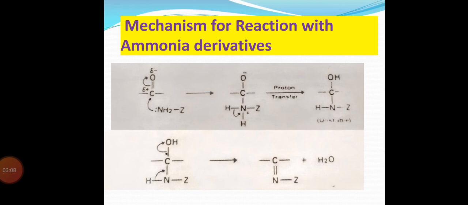I hope you are ready. You already know the names of some important aldehydes and ketones before learning these reactions of aldehyde and ketone.